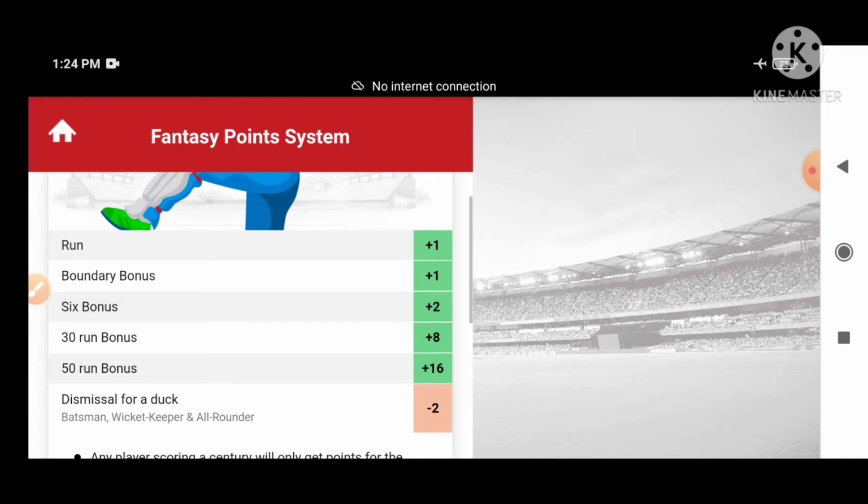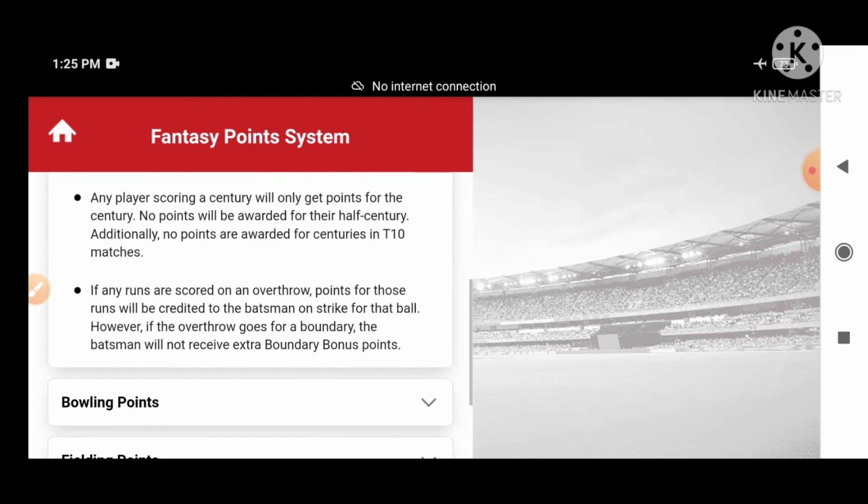And one thing I make clear to all: T10 matches are best for Grand League, so you must try Grand League, always try to make your combination one-sided, and try to take upper order batsmen. Then coming to the bowling section.